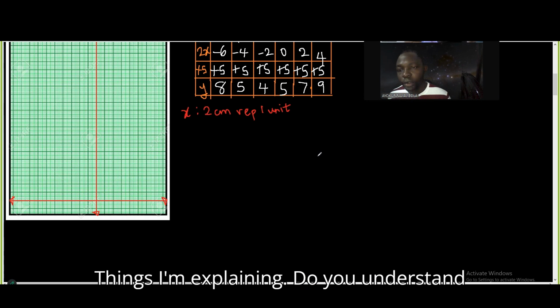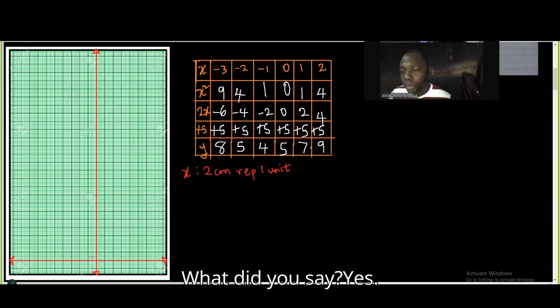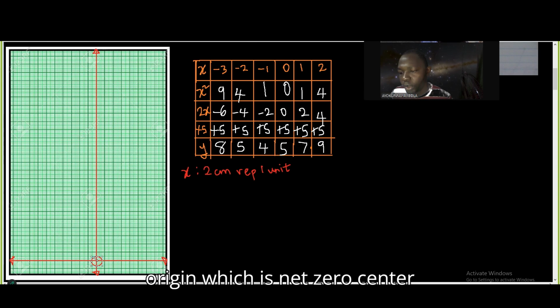Things I'm explaining, do you understand everything? What did you say? Yes. Okay, so this is the origin, which is that 0 center.